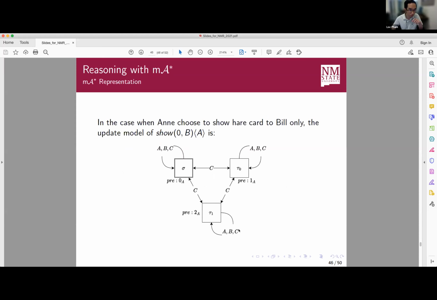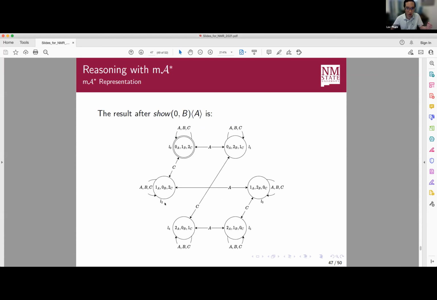But if Anna chooses to show her card to Bill only, then the update model for the announcement action allows both Anna and Bill to know the value of Anna's card, but Kat still does not know the value of that card. Applying the cross product again, we still obtain the same result as the representation before, in which Bill is the only person in the room who knows the true deal of the world.